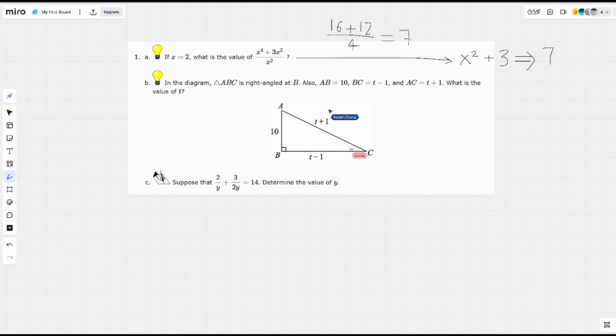Moving on to question 1b. You have a triangle that is right angled at B, with AB equals 10, BC equals t minus 1, and AC equals t plus 1. As many of you may already know, this is an application of the Pythagorean theorem. So you have AB squared plus BC squared is equal to AC squared, because angle ABC is equal to 90 degrees.